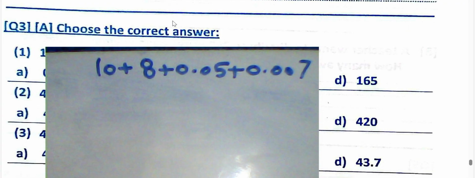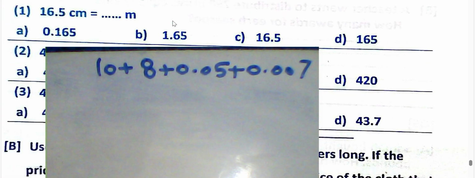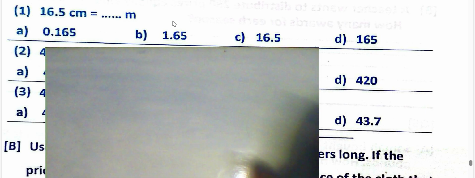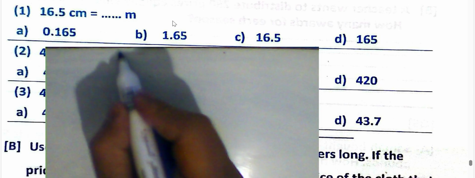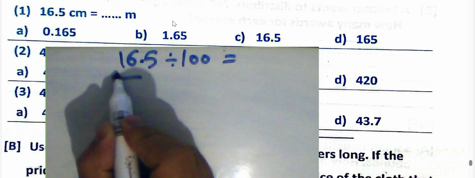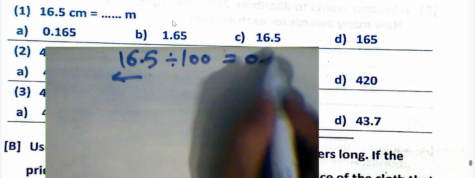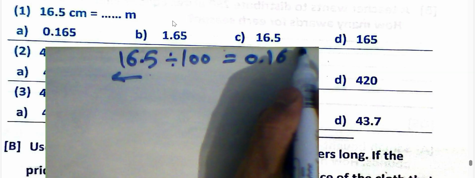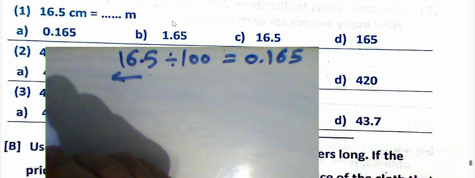Next question. Choose the correct answer. 16.5 centimeters to meters. To convert from centimeters to meters, you must divide by 100. 16.5 divided by 100, move the point left by 2 places. 0.165, the result will be 165 thousandths. Next question.